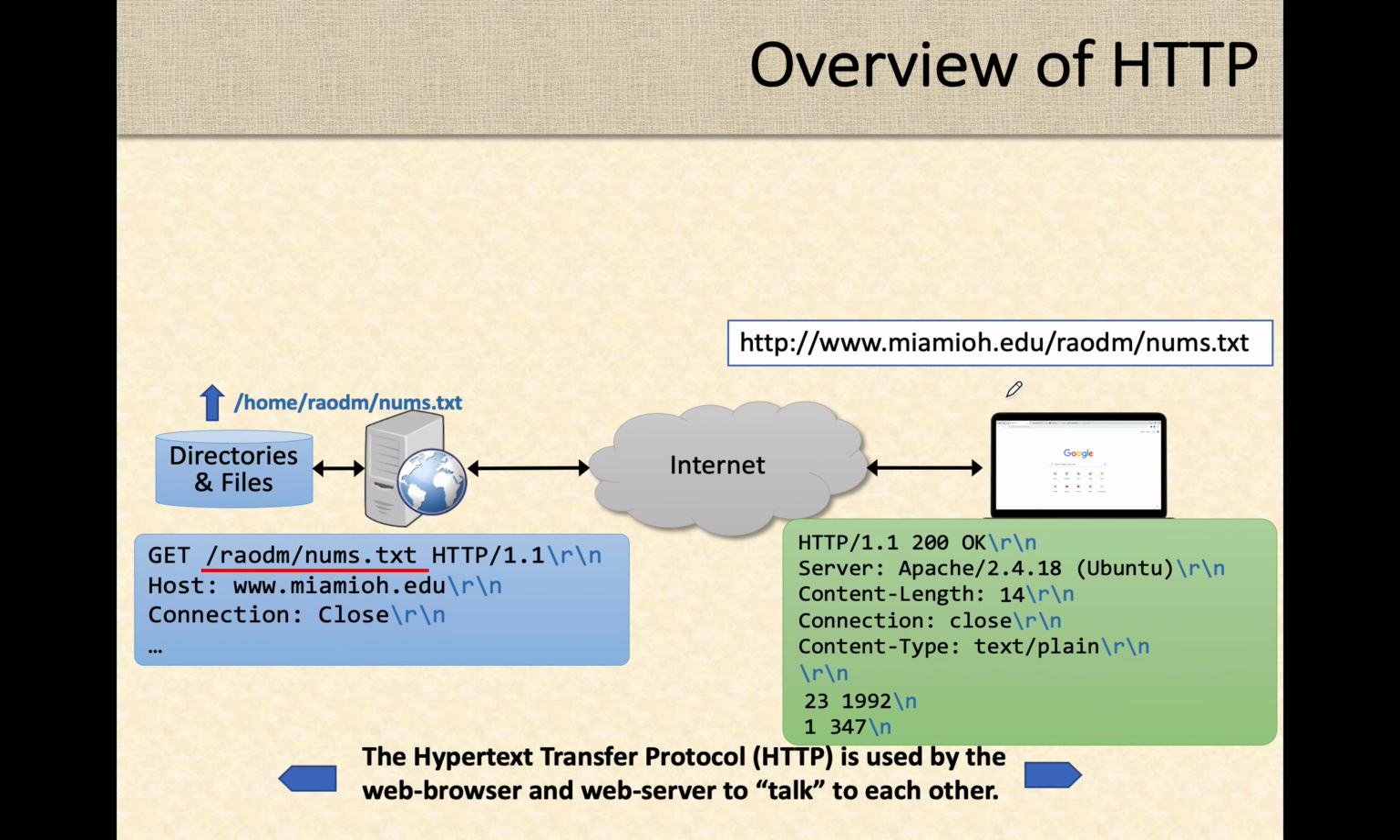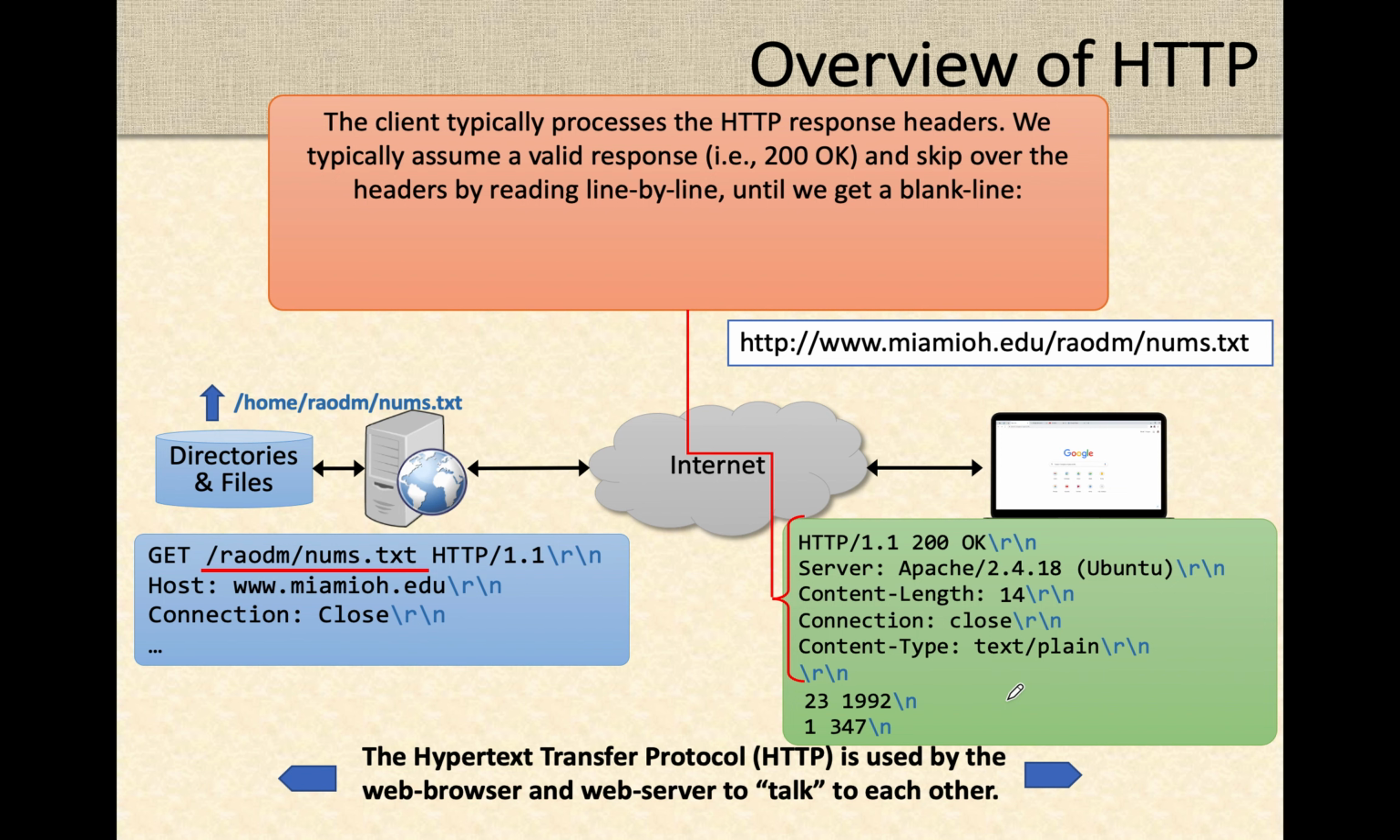So here, the response from the server is basically sent back to the client. The client gets this response, and the client has to process the response from the server. Typically, we'll check that the response is 200 OK to make sure that the response is valid so we can process the data. And then you can process the response headers, but typically, we will skip over the response headers until we hit a blank line.